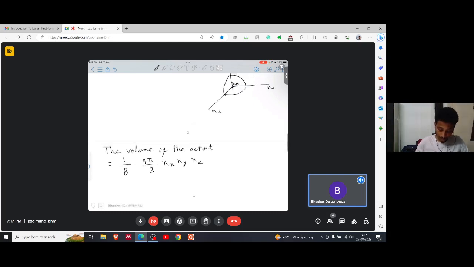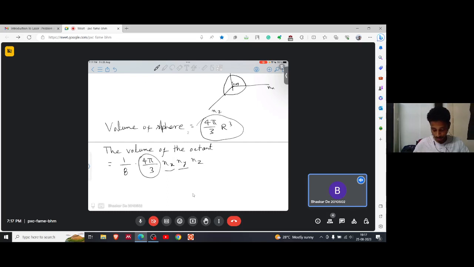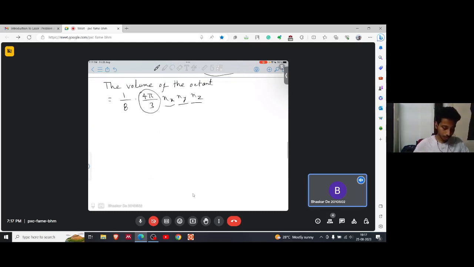In case of a sphere, the volume of a sphere is 4 pi by 3 r cube, where r is the radius of that sphere. Similarly for an ellipsoid, that is 4 pi by 3, then there are three different values of r in three different directions, nx, ny, nz. So this is the volume of the octant.